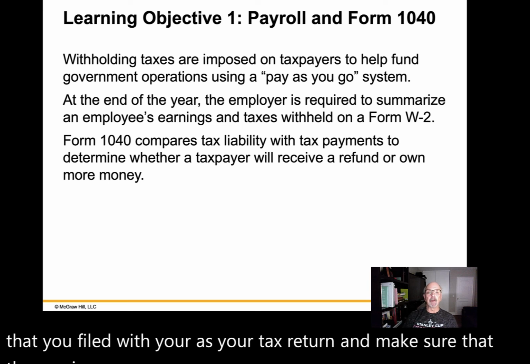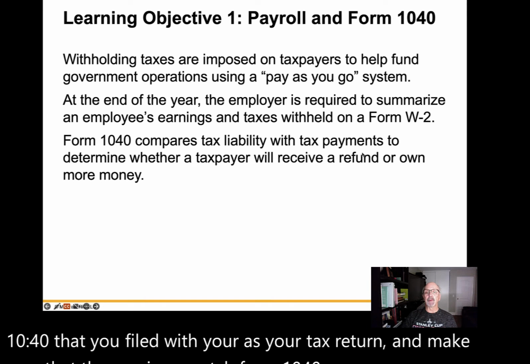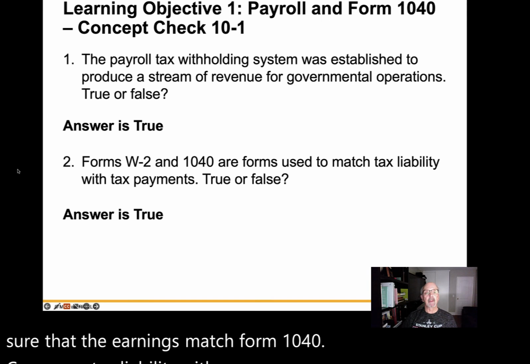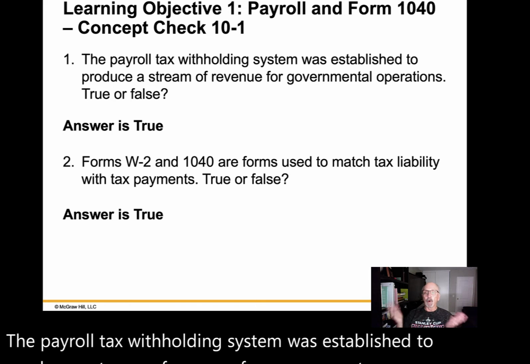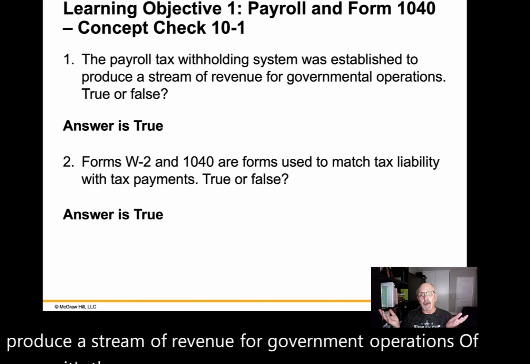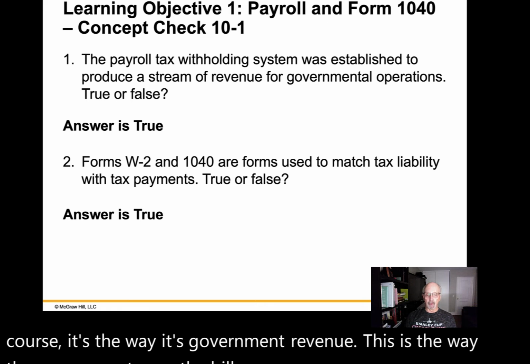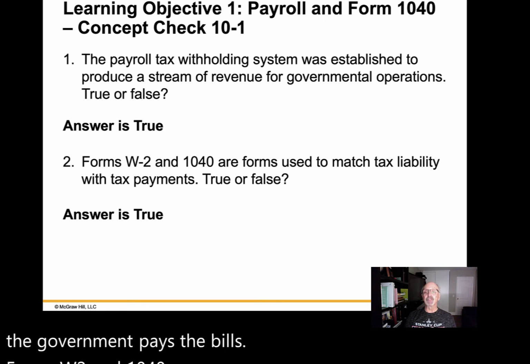Form 1040 compares tax liability with tax payments. The payroll tax withholding system was established to produce a stream of revenue for government operations. Of course, it's government revenue. This is the way the government pays the bills. Forms W-2 and 1040 are forms used to match tax liability. Again, we just talked about that.